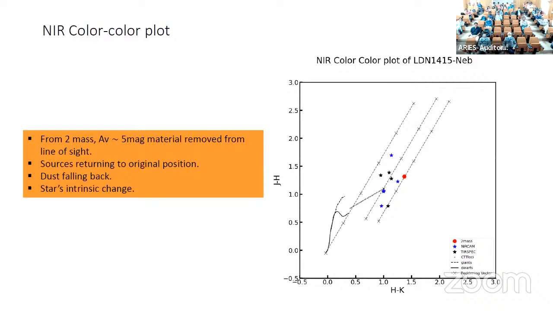The NIR color plot can tell us something about the source. This red dot again shows the 2MASS location on this NIR color plot. From this 2MASS location, the first NIR observation brought the source almost down by 5 magnitudes in AB. So this tells that, the combined effect of source and the cloud, that amount almost equal to 5 magnitudes of material has been depleted in between our line of sight and the source.